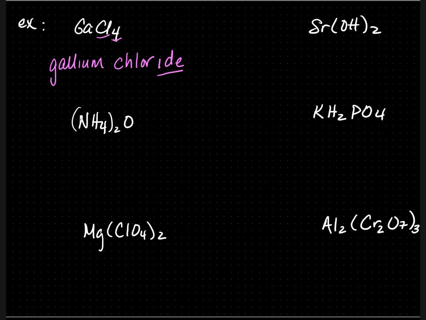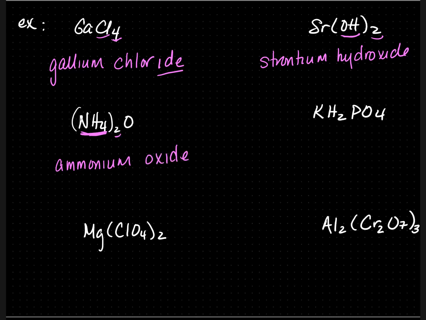Next one, Sr(OH)2. Sr is a metal. It is strontium. OH is a polyatomic. Polyatomic is an ion with more than one atom. So OH is the polyatomic hydroxide. We ignore the 2 subscript. NH4 is a polyatomic. It's ammonium. The nonmetal is oxygen. Drop the ending and it becomes oxide. Again, we ignore the subscript.